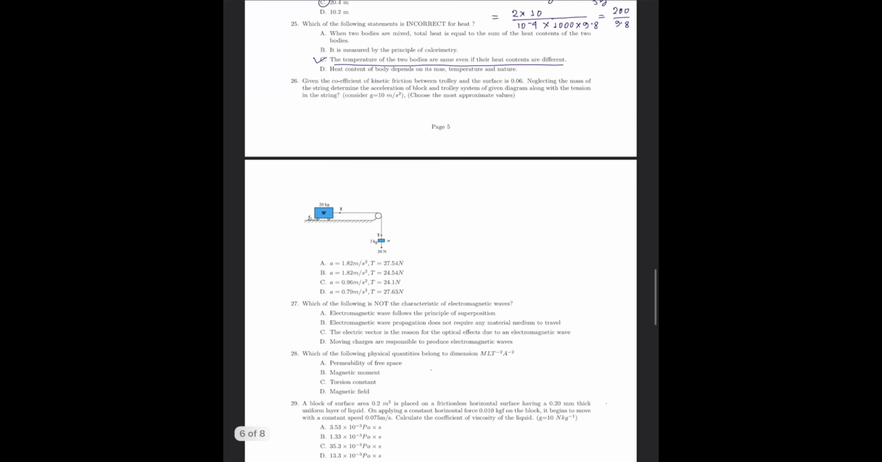So let's look at the 26th problem. Given the coefficient of kinetic friction between the trolley and the surface is 0.06, neglecting the mass of the string, determine the acceleration of the block and trolley system of the given diagram along with the tension in the spring. So let's assume the acceleration is in this direction. So this block, the acceleration would be in the vertical down direction.